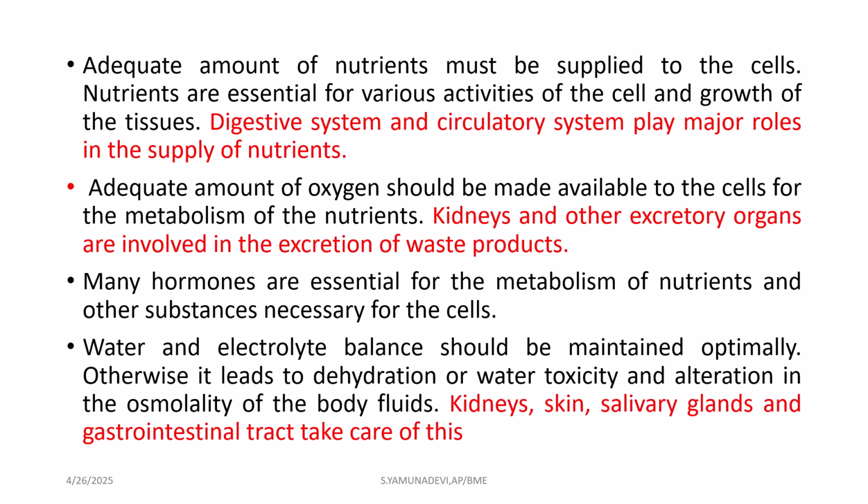Normally, adequate nutrients are supplied to the cells, and the nutrients are essential for cell growth and other activities. The digestive and circulatory systems play a major role in the supply of nutrients. And adequate oxygen is available to the cells for metabolism of the nutrients. The kidney and other excretory organs are involved in the excretion of waste products.